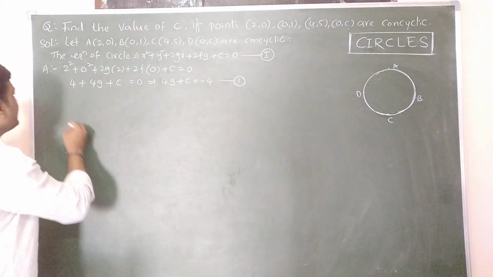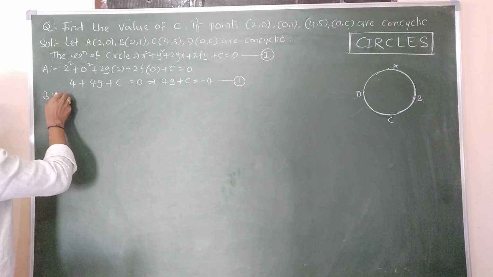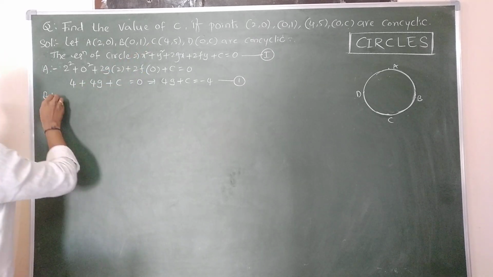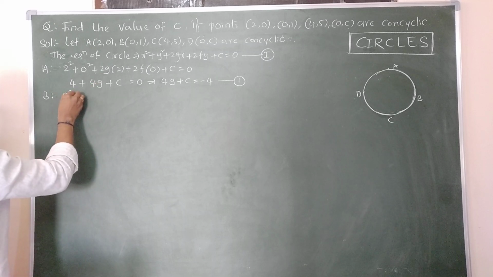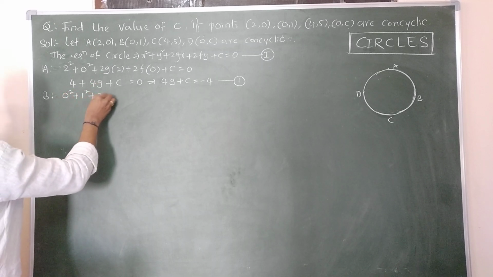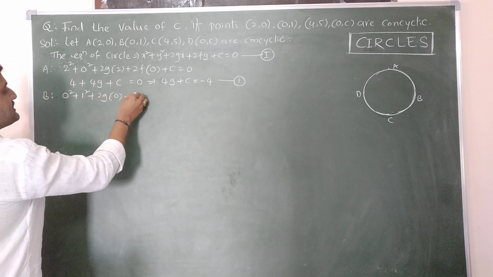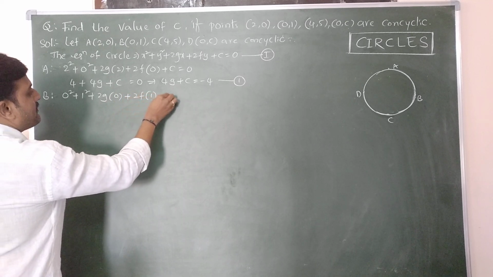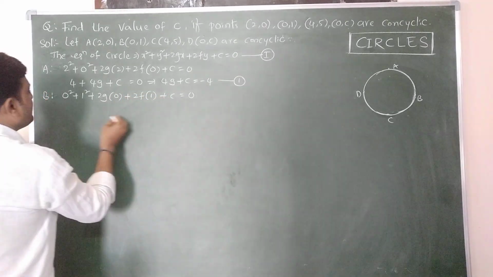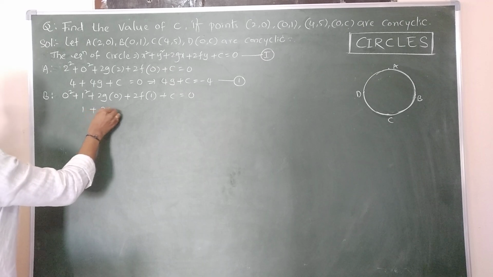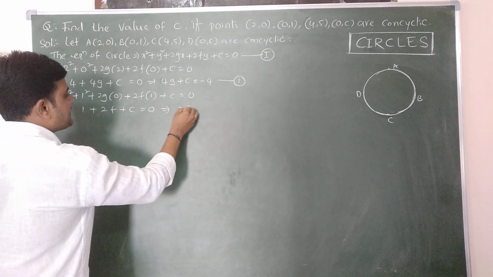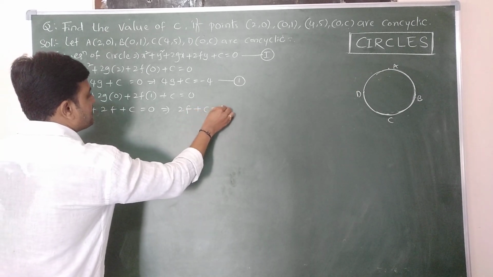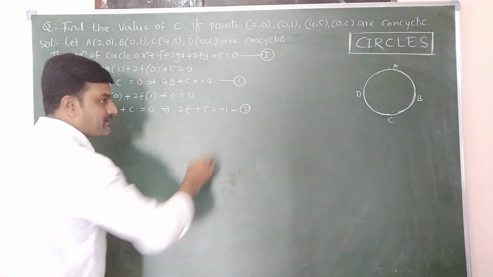Then suppose it passes through B. Then 0 square plus 1 square plus 2g into 0 plus 2f into 1 plus c equals to 0. Then it is 1 plus 2f plus c equals to 0. Then the equation is 2f plus c equals to minus 1. It is the second one.